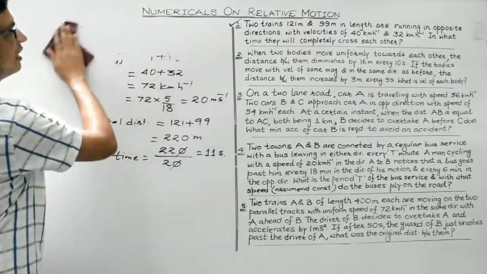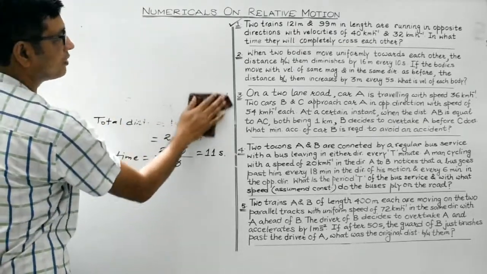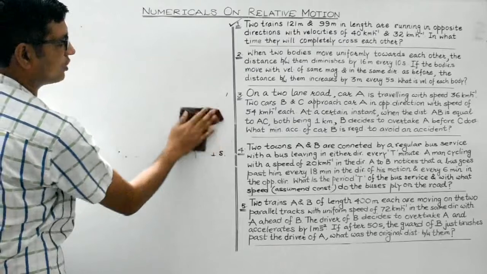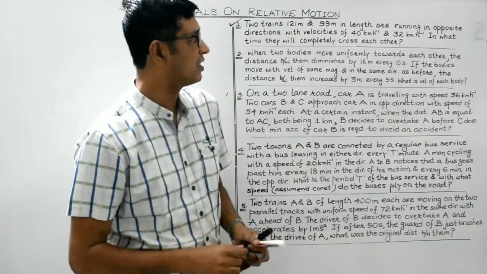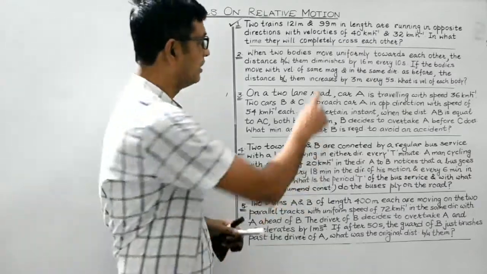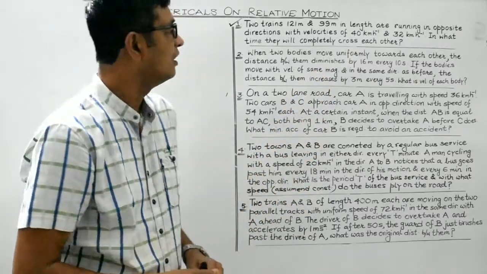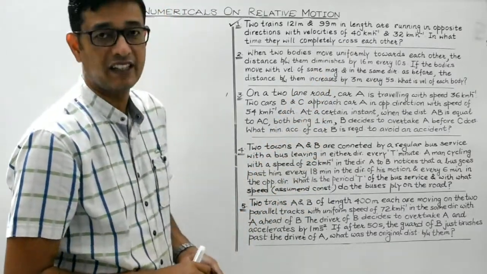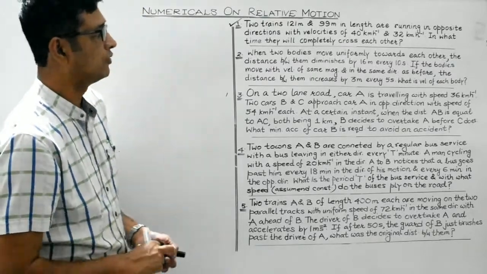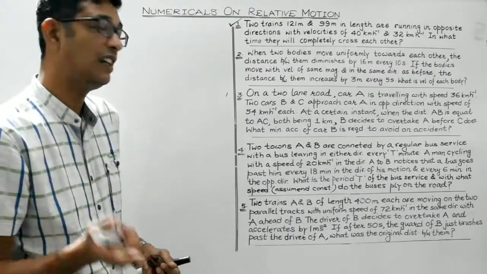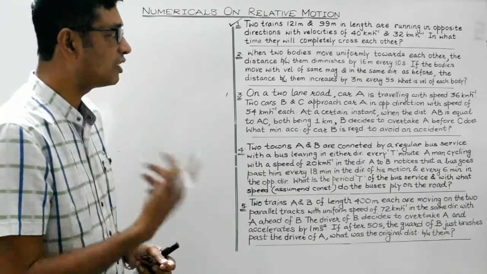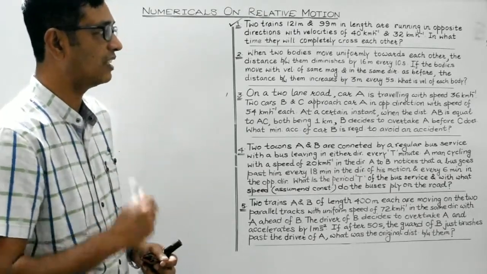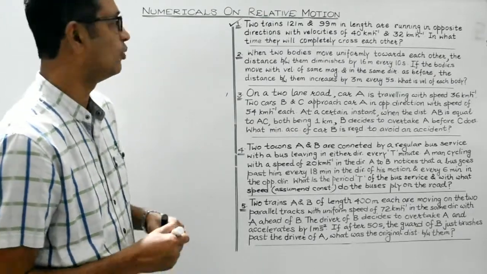Question number 2 states that when the two bodies move uniformly towards each other, the distance between them diminishes by 16 meter every 10 seconds. Diminishes means decreases by 16 meter every 10 seconds. If the bodies move with velocity of same magnitude and in the same direction as before, the distance between them increases by 3 meter every 5 seconds. What is the velocity of each body?